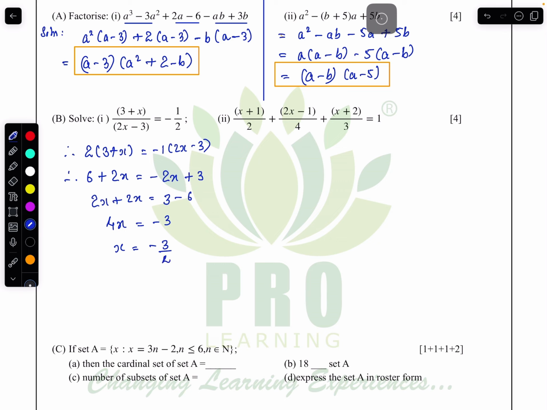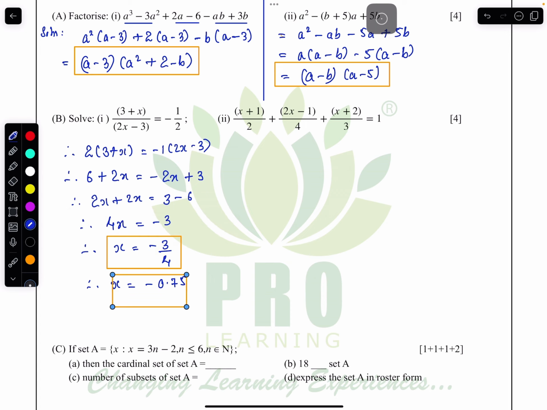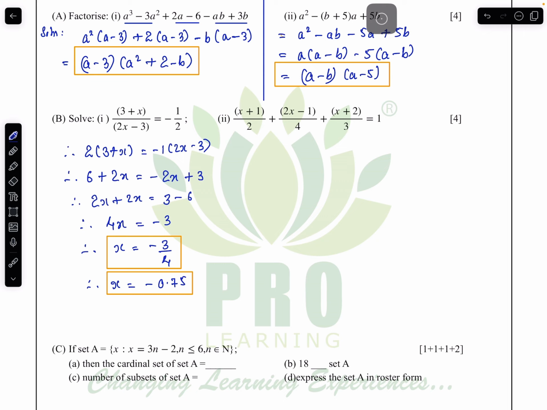Since it is a proper fraction, we can leave it as minus 3 over 4, or we can write therefore x is minus 0.75. We can leave this answer here, absolutely fine. So we can leave the answer either this or we leave our answer here. Since it is an easy number, we continue solving here.